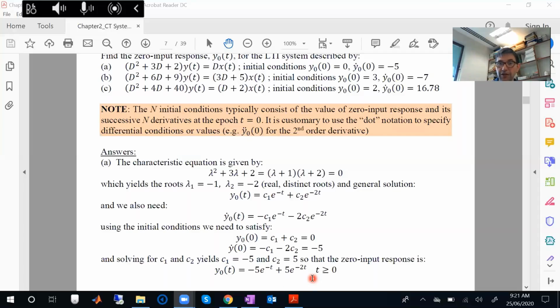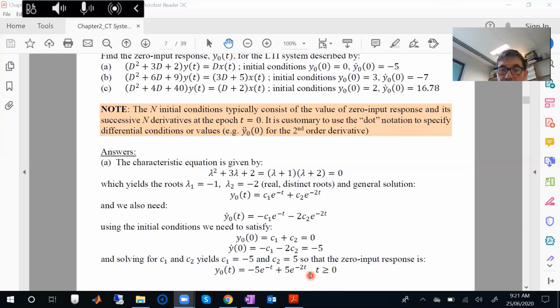We can now plot that because we know the particular values that you have here. Also, this solution only exists for t greater than 0. Remember that, that's important. This does not exist for negative time because negative time we're not looking at.